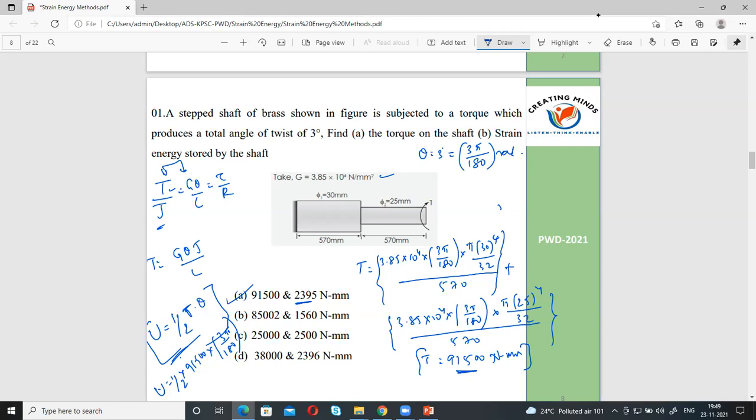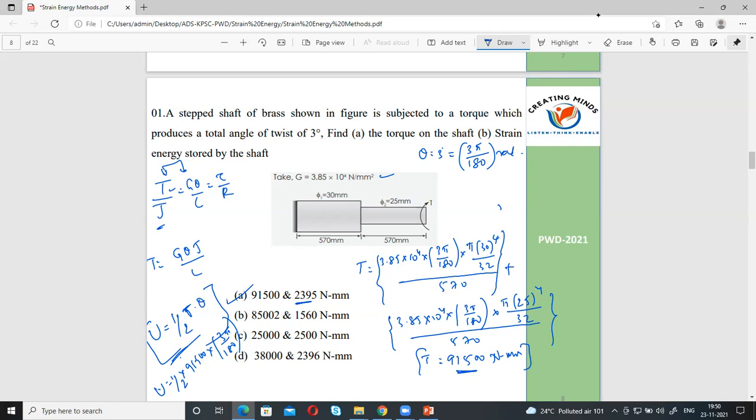Sir, how did you substitute J is equal to pi d power 4 by 32? What is meant by J? Polar moment of inertia. What is polar moment of inertia? Ixx plus Iyy. Yes. What is Ixx for circular elements in civil engineering? Pi d power 4 by 64. Right, by 2, so 32.